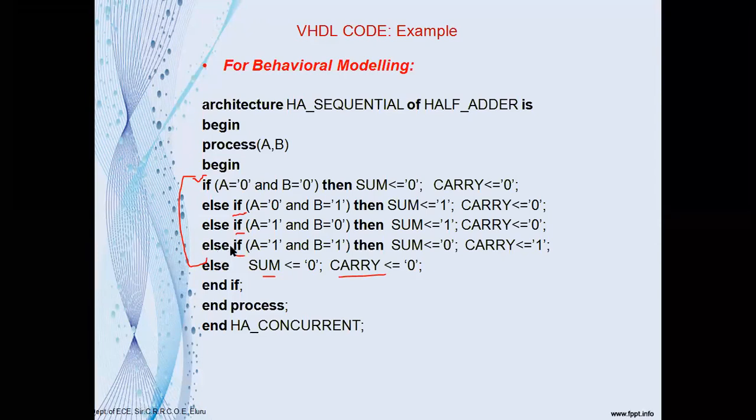Okay, so if the conditions are not the specified conditions, then for any other conditions, assign the sum as 0 and the carry as 0. How can you understand this condition? Take the inputs A and B. The possible conditions are 0 0, 0 1, 1 0 and 1 1.